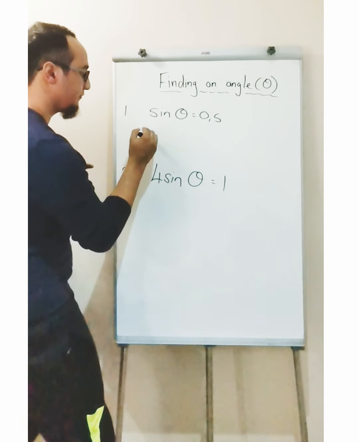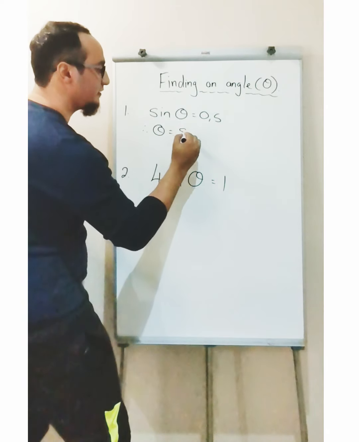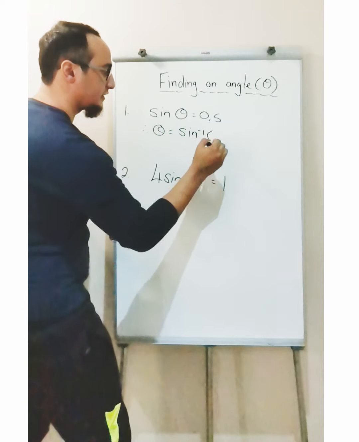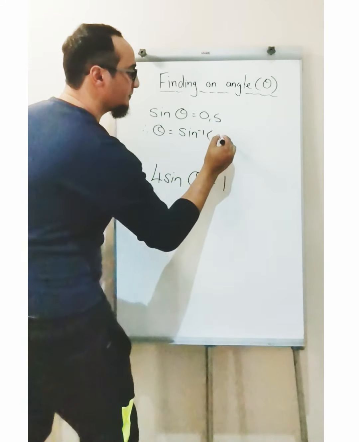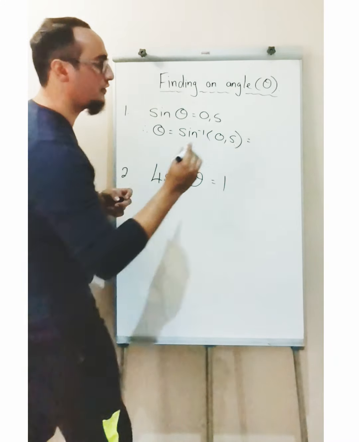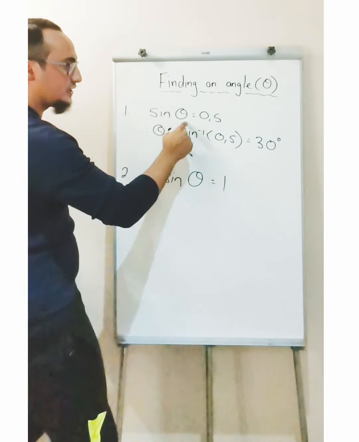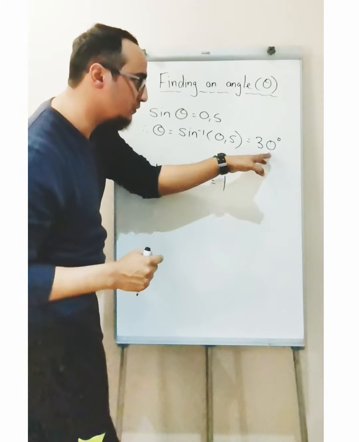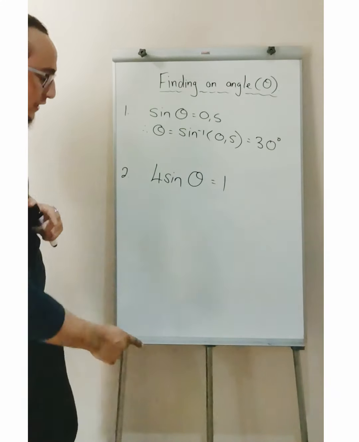So I need to say therefore theta is equal to the second function of sine. Type it in my calculator. What would pop up? Your bracket, and in that bracket you type 0.5 and you should get an answer of 30 degrees. So over here, this angle of sine theta, a half, would be equal to 30 degrees. On to example number 2.